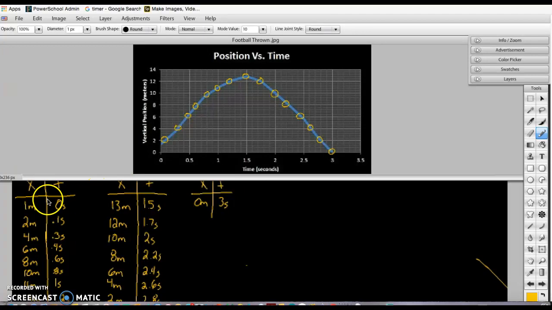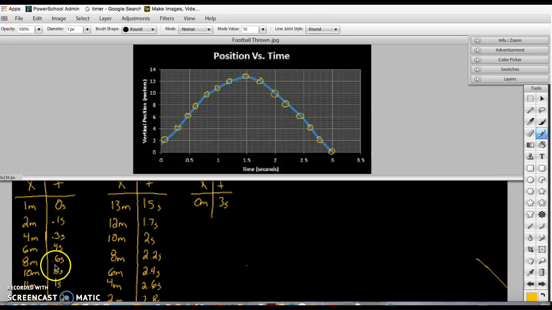All right, so this is position versus time, so that's why we have X versus T. X is our dependent variable and T is our independent variable. So at 1 meter, the ball was at 0 seconds. That is right here. At 2 meters, the ball was at 0.1 seconds. At 4 meters, it is at 0.3 seconds. At 6 meters, it is at 0.4 seconds.